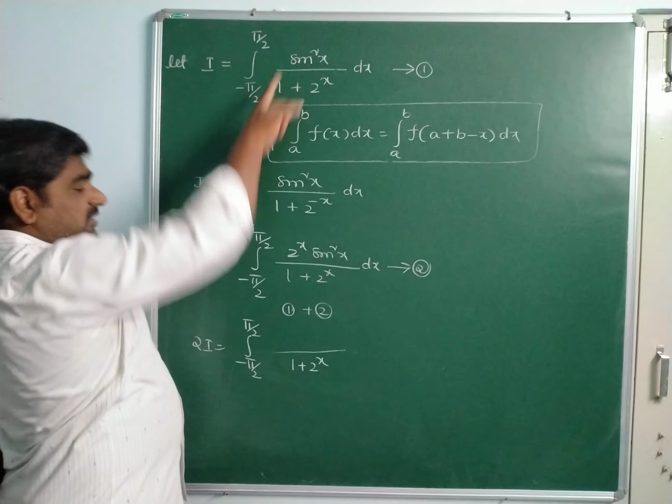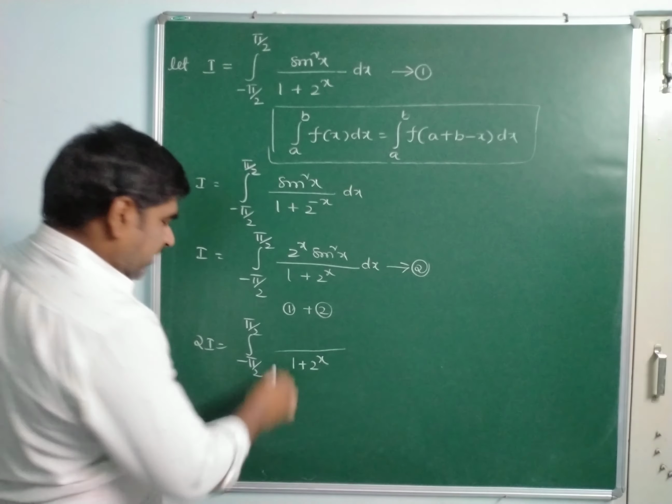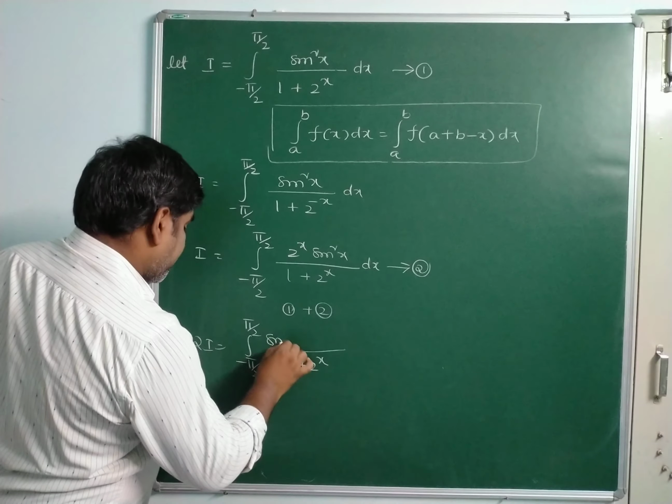In the numerator, here is sine square x, and here 2 power x sine square x. So take sine square x common. If you take sine square x as a common term, here 1 is there, plus here 2 power x is there. After adding, 1 plus 2 power x and 1 plus 2 power x get cancelled. So finally, what do you get? 2I is equal to integral minus pi by 2 to plus pi by 2 of sine square x dx.